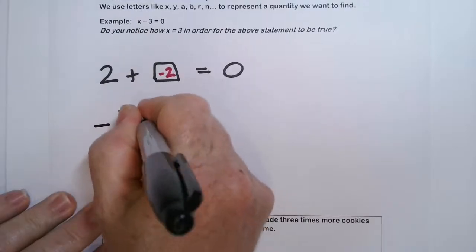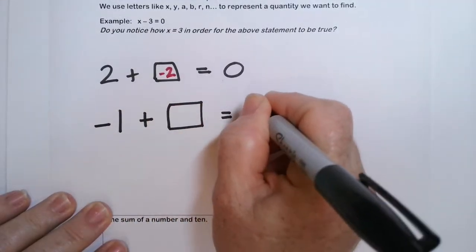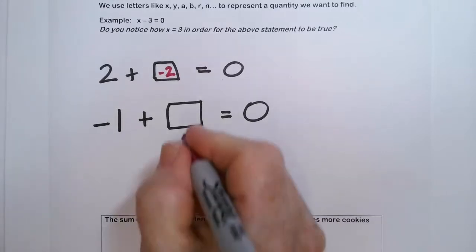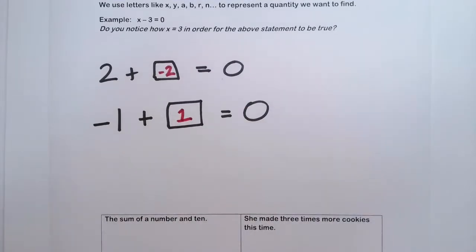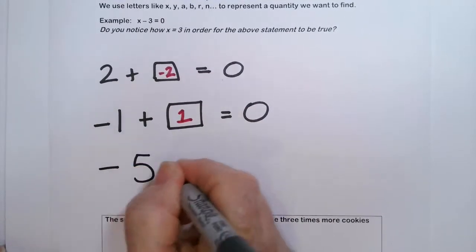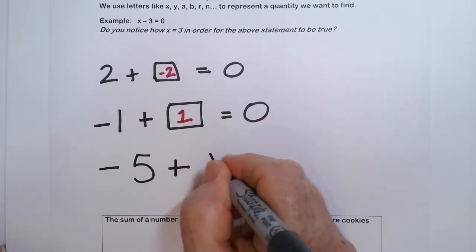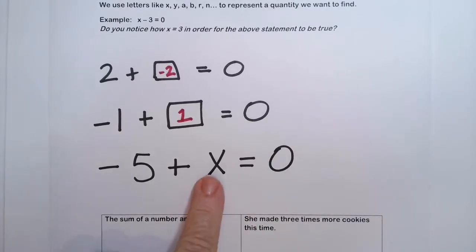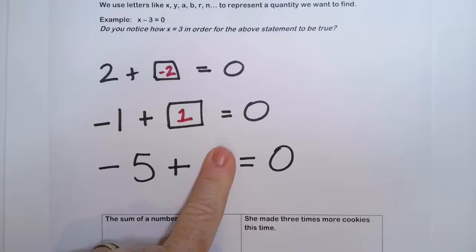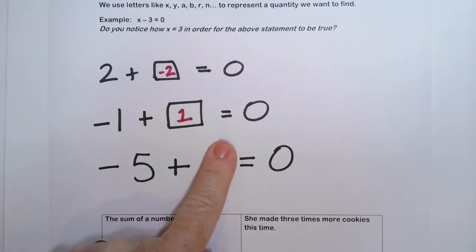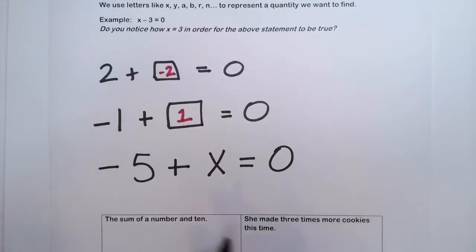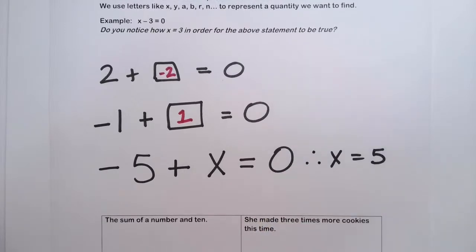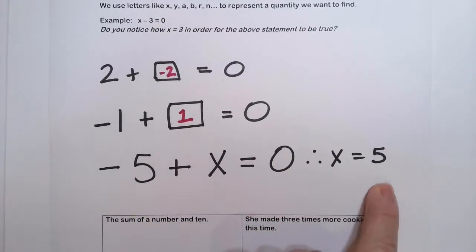Okay, how about this one? What if I have -1 plus something is 0? What goes in the box now? There's only one number that'll satisfy that, right? How about this one? -5 plus, now instead of the box, I'm going to write x. X means I don't know what it is, but I want to. What's the only value for this variable x that'll work? So x equals 5. These three little dots mean therefore. So therefore, x must equal 5.